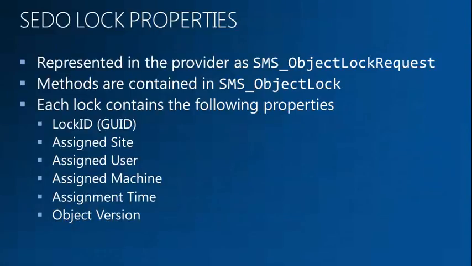SEDO lock properties. You'll see this if you look at the SMS object lock. Those are in the provider, so you'll be able to look in the provider and look at locks if you need to, and enumerate the locks and see what's going on in the environment using those locks. It's not a replacement for auditing, but it's in there anyway. And the important things in there are object version, which gives you a track back to the object in question, and then the assigned items are good for tracking down where it came from.